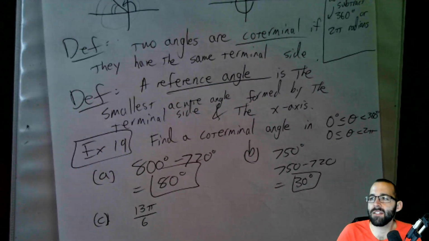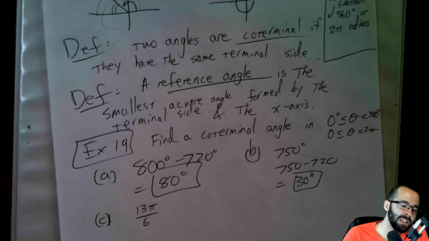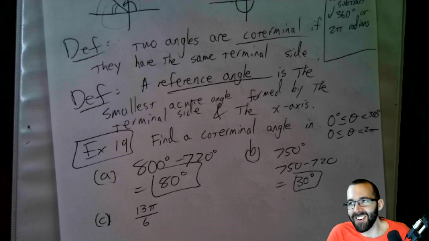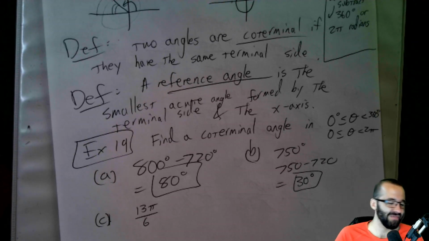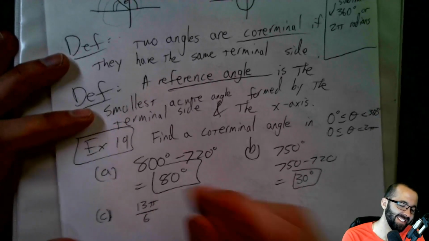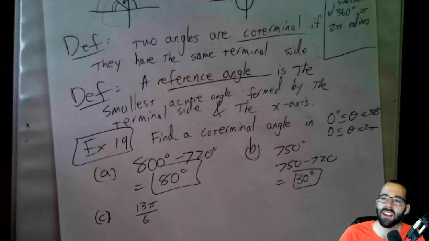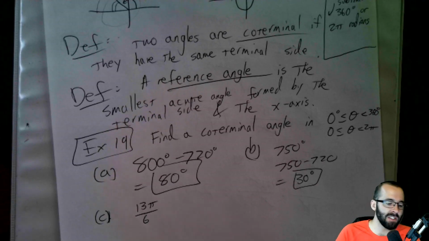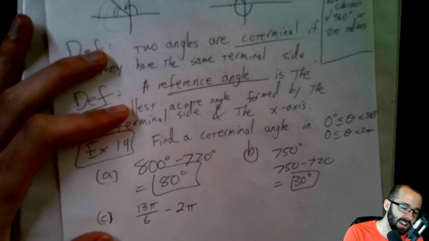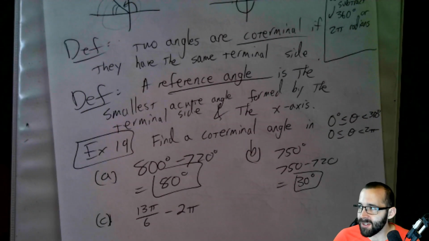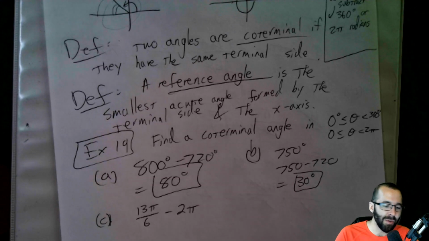13 pi over 6. If you subtract 360 degrees, you're going to have to do some unit conversions. And again, it's important to have practice doing it in radians. So we're going to subtract again. Instead of 360 degrees, we're going to subtract its equivalent in radians, which is 2 pi radians. And you might say, well, that's not helpful. We got a fraction subtracted by something that's not a fraction, but do not fret. We can turn this into a fraction.